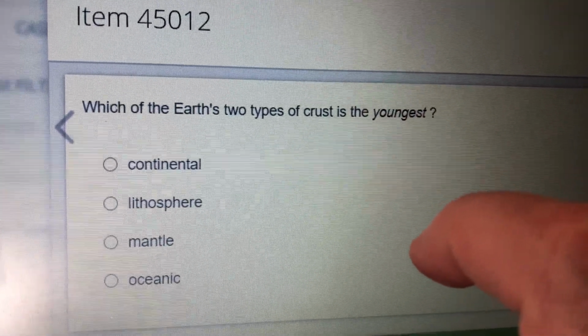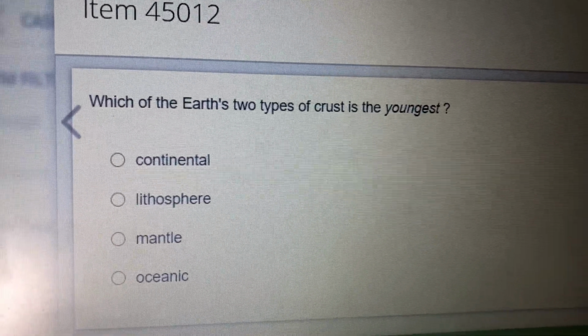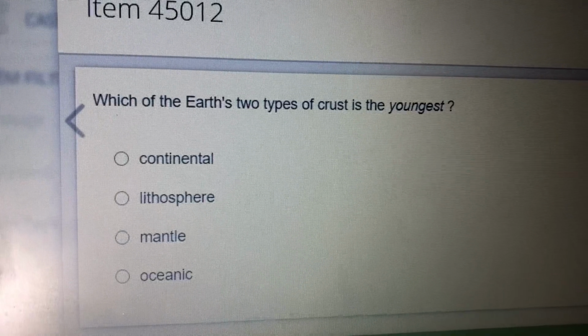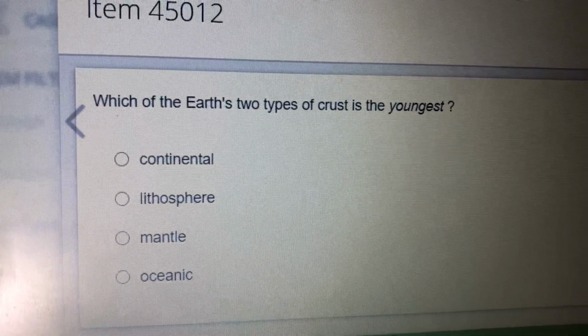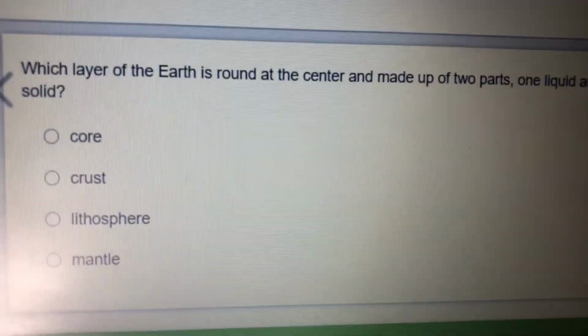It doesn't say here. But which one is the youngest? It is the oceanic, where the oceans are, okay? The salt water. This is an easy one.